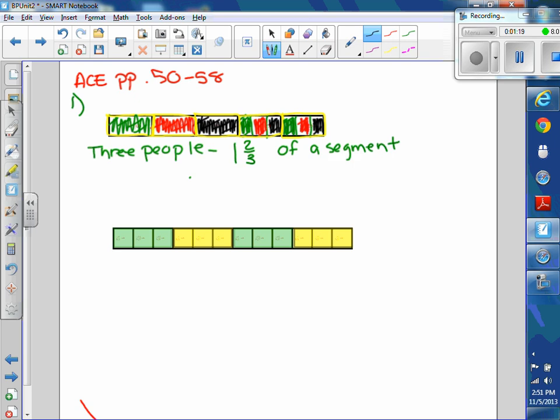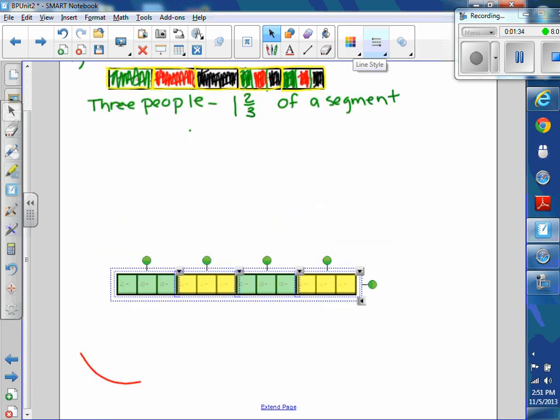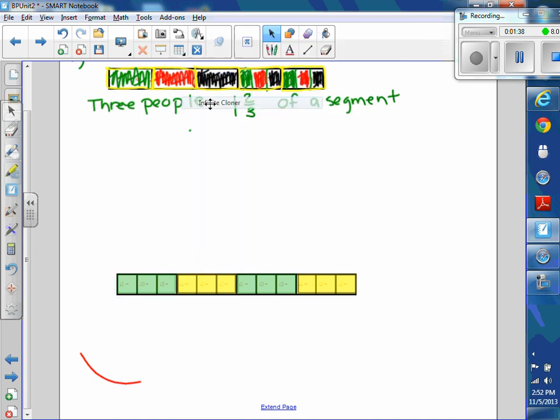Let's keep going then. That brings us to problem 2. Show 2 ways 5 people can share a 3-segment chewy fruit worm. So for 2, let me just copy a few of these guys here. I'll make a 3-segment chewy fruit worm here. So for number 2, we're going to start with 3 segments. And 5 people are going to share it.